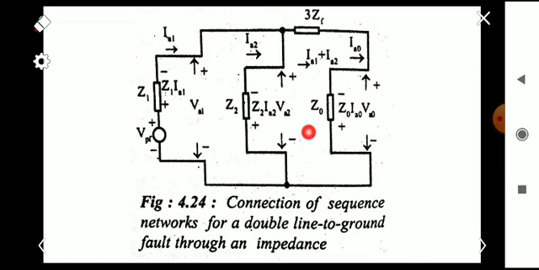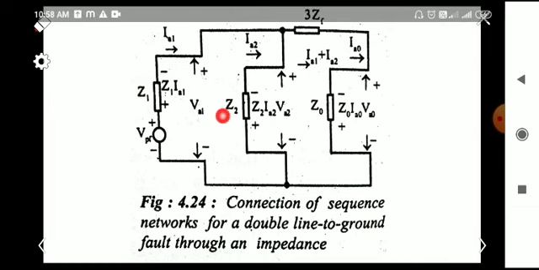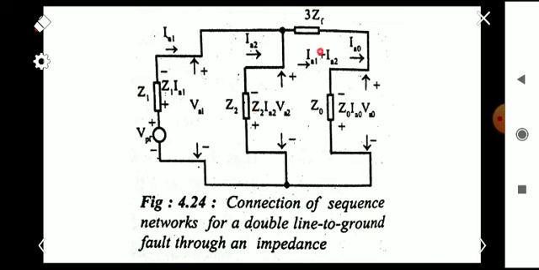And from this we can write the value of IA1. IA1 will be equal to VPF, the voltage here, divided by all the impedances. From the figure itself you can see that Z0 and 3 ZF are in series. Equivalent impedance will be Z0 plus 3 ZF. And it is again in parallel with Z2. The equivalent impedance is again in series with Z1.